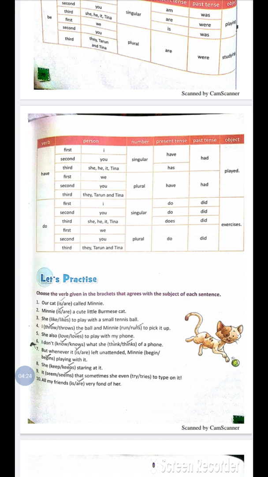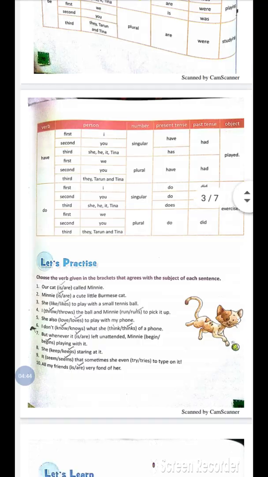Now we take the verb do. Okay, so in the first, second and third person singular we use do and does, and in past tense did, and in the plural with we, you and they and more than one name we use do, and in the past tense we use did.